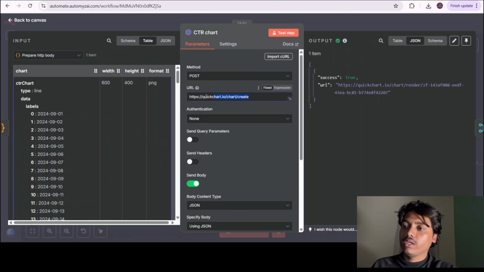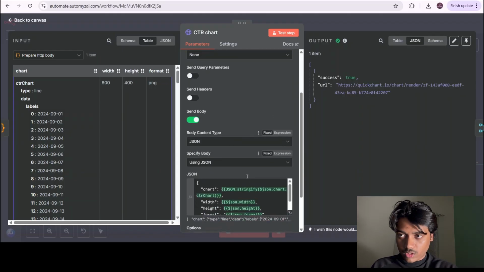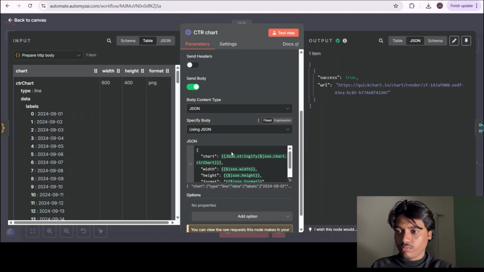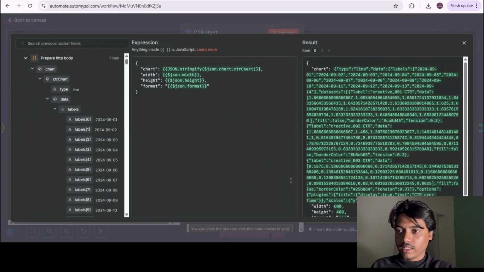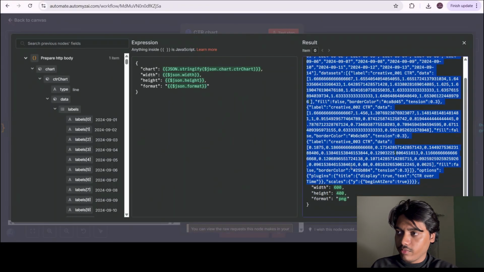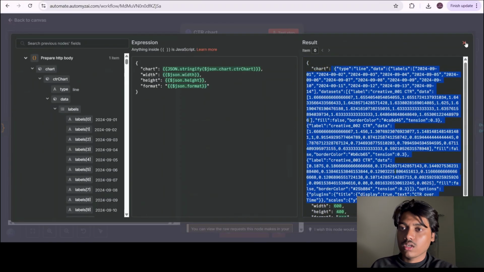Then we make a few requests to this API, that is the QuickChart IO chart create. It is creating the chart which we are using to send in the report. So this has created the chart. For that it needs some information, that is the data and all the information. Here we can see that in the chart we have given all the data points and all the stuff which we created in the previous node. Then we have given the width, height and format. So this is how it looks.